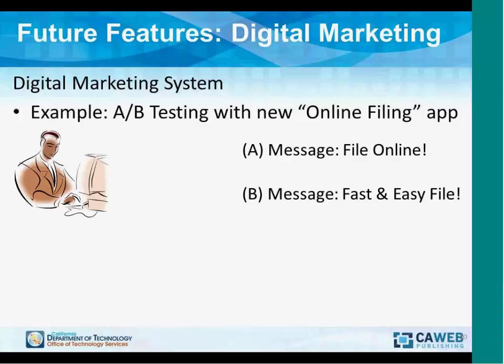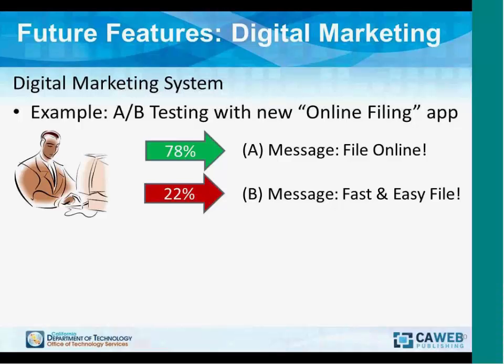I'm considering two messages on my front page of my website: file online or fast and easy file. And so what I'll be able to do in the future with the digital marketing capability in the system is be able to have both those messages randomly put out onto my website at different intervals, so that I can get results from that test, running it for like a week or two, of which one is getting the most people to respond to it. So in this case, I may find out that 78% of them are responding to file online rather than fast and easy file.